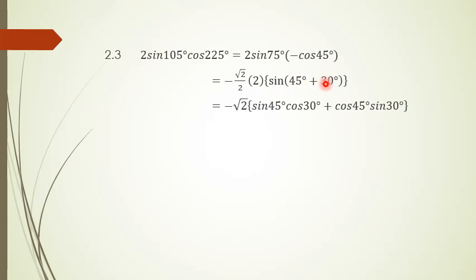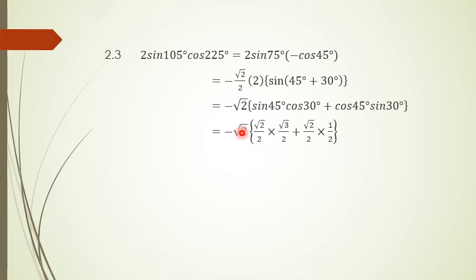And expanding this using compound angle formula, that is sine 45 degrees cos 30 degrees plus cos 45 degrees sine 30 degrees. Then we can now substitute the ratios. That's minus square root of 2 into sine 45 degrees is square root of 2 over 2 times cos 30 is square root of 3 over 2 plus cos 45 is square root of 2 over 2 times sine 30 is half. Then we have to multiply out the brackets, remembering that multiplication is distributive over addition.